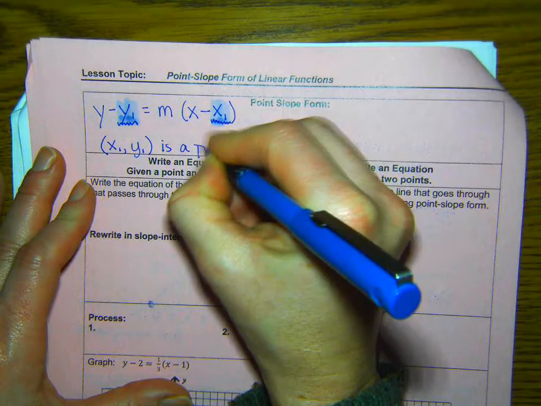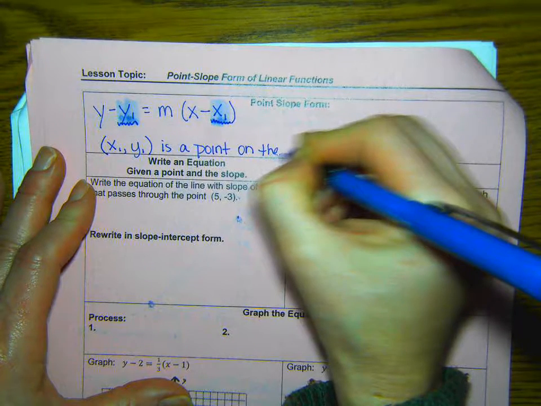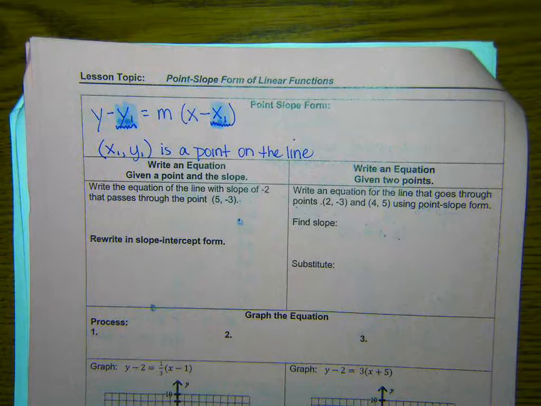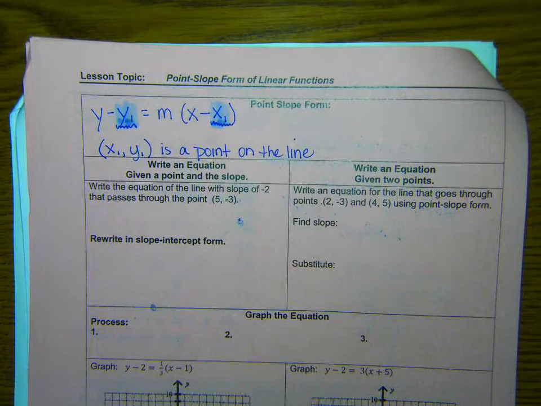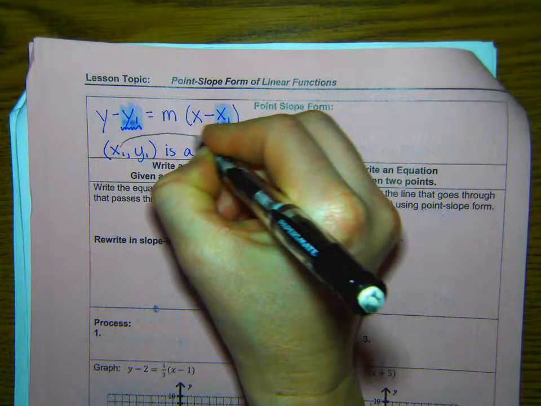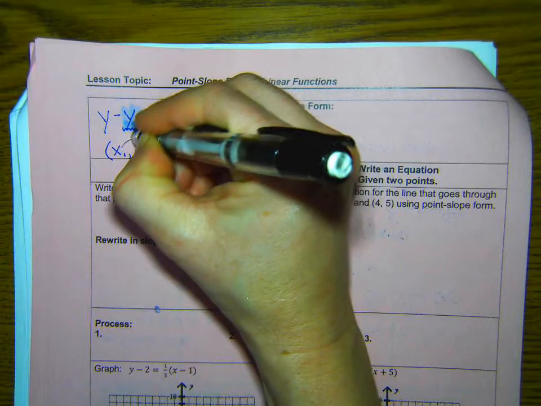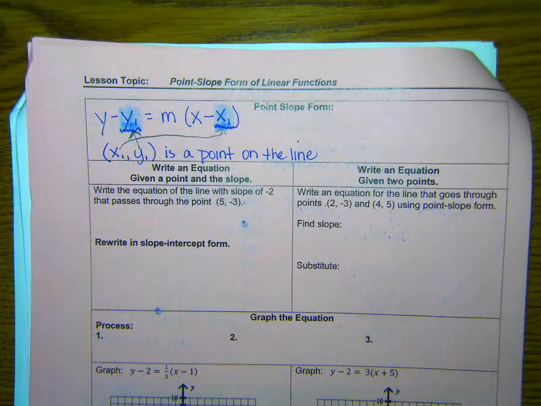Is a point on the line. So I'm actually going to put what that x point is right in this spot in the equation. And whatever the y value is, right up here in the equation.